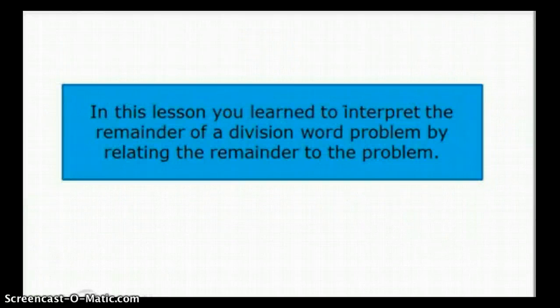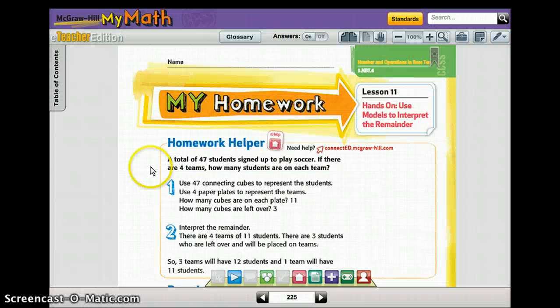In this lesson, you learned to interpret the remainder of a division word problem by relating the remainder to the problem. Okay, so if you look at this in your book, in the beginning it gives you a lot of hands-on examples that you can try out. But I'm going to talk about the homework helper on page 225.